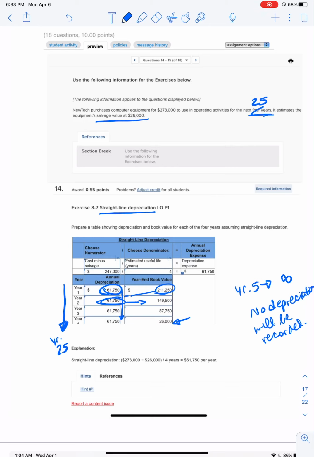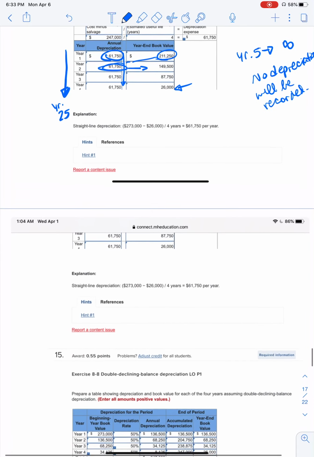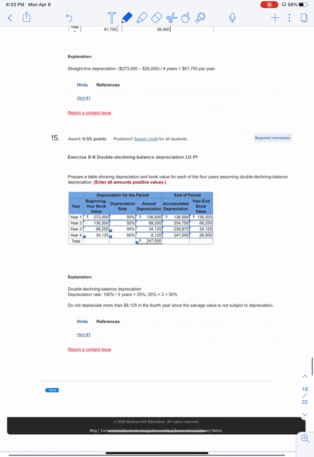Of course, the only way that there would be depreciation here would be if there's a prospective change in an estimate that we needed to account for. In this case, that didn't happen, so no more depreciation to be recorded here. So that brings us to the end of 14, and we'll move on to number 15.